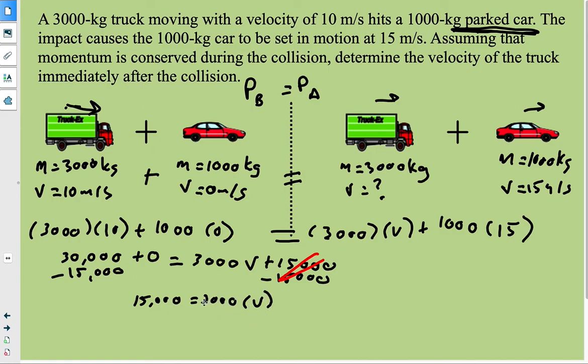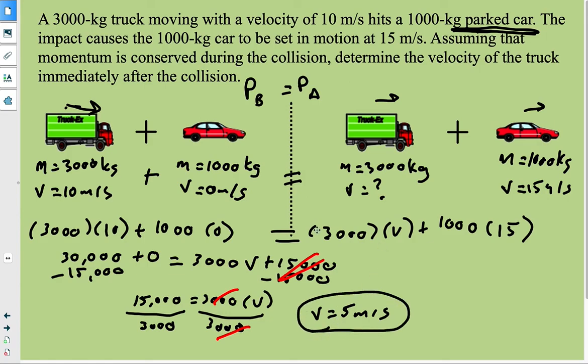Now we've done this a few times. I want to get rid of this 3,000, so I'm going to divide both sides by 3,000. And once again, on the right-hand side, the 3,000 is going to cancel. 15,000 divided by 3,000, I'm just going to write the answer here. The velocity of the truck is going to be 5 meters per second. So in this problem, the truck lost half of its momentum, lost half of its velocity, and it gave half of its momentum to the car.